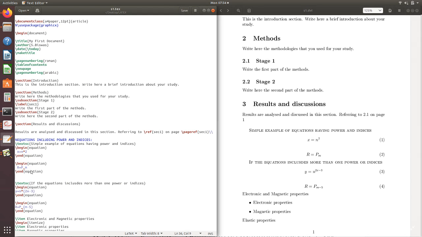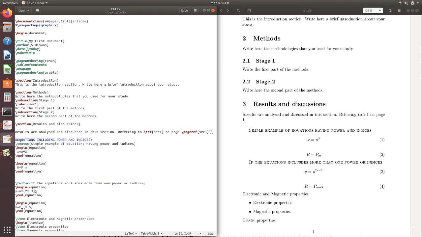Here is the case where we have to write indices. Consider that the equation is r is equal to p m, so the index is m. To write indices, you have to use the underscore sign. So this is the underscore sign. So r is equal to p underscore m will produce the index m. So next, let us go to another example.